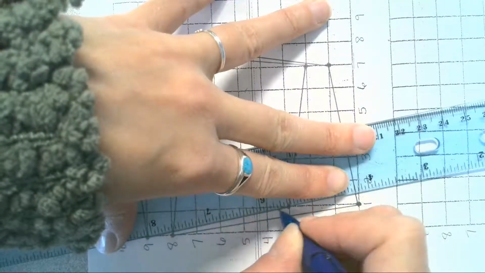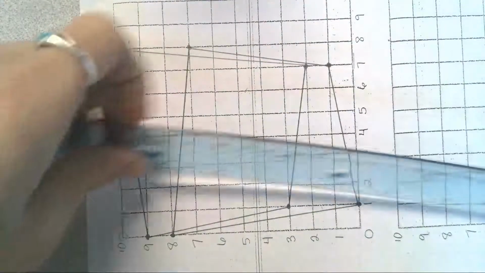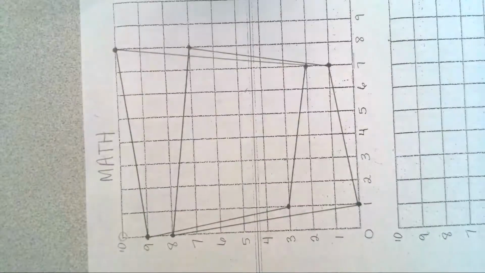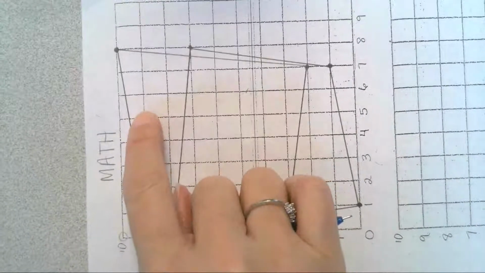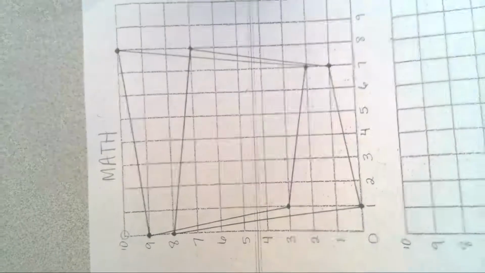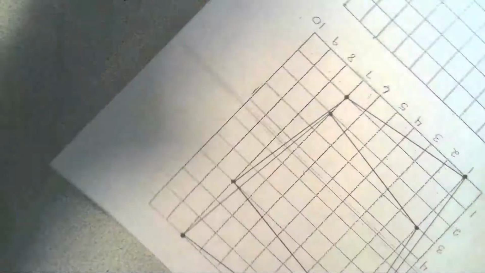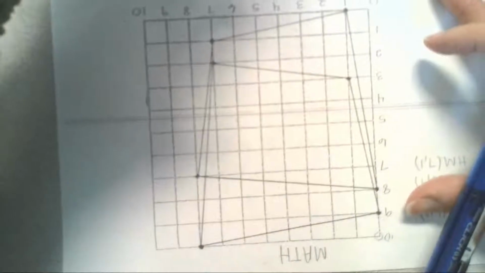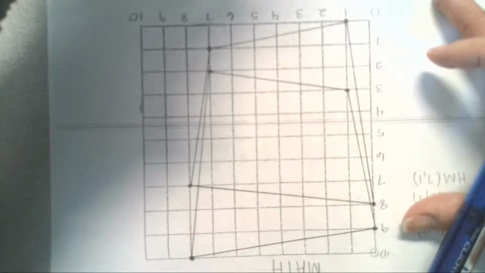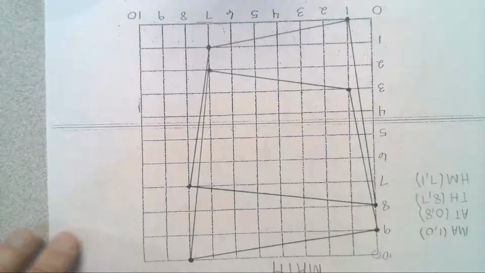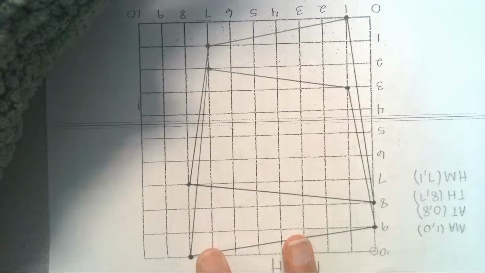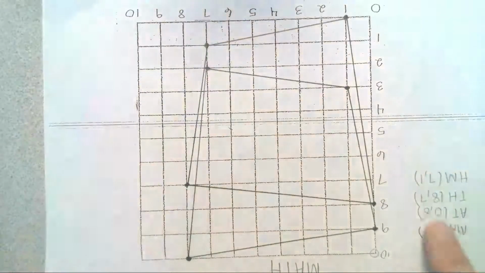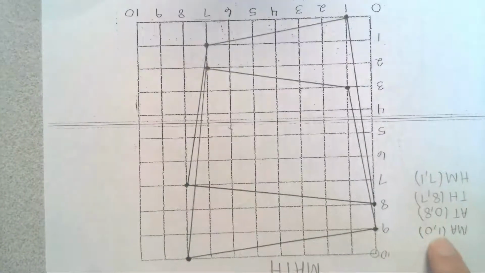There we go. So this is my original figure and my new figure after a single rotation. Now we are going to turn the paper yet again. Let me adjust my camera here. And we're just going to go ahead and graph it again. So I still have my points listed out here. I know my first point was MA, which was 1, 0.